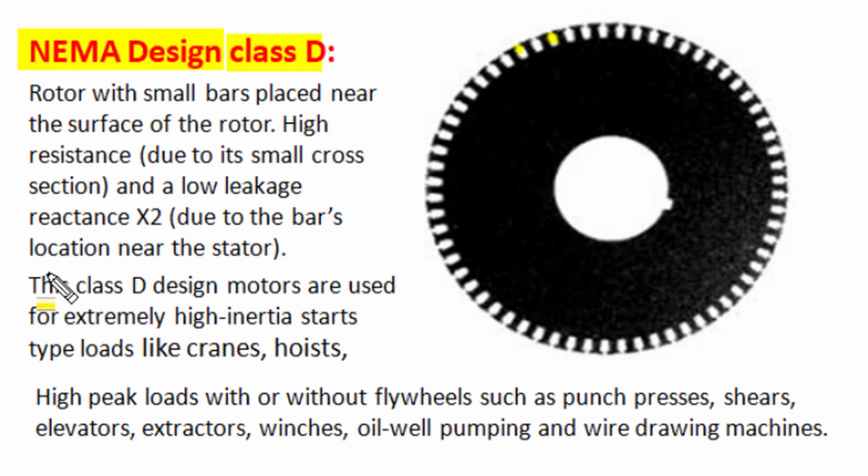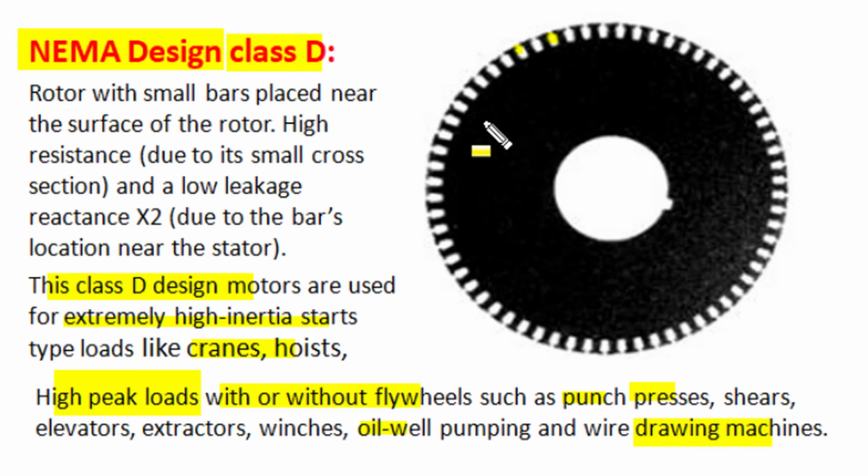So these class D design motors are used where we need extremely high inertia start, like loads of crane, hoist, and there are some applications where high peak loads occur all of a sudden, and in these motors we connect the load with or without flywheels, and in such applications of punch presses, shears, elevators, excavators, winches, pumping sets used in oil wells, and wire drawing machines, we use NEMA design class D type motors.